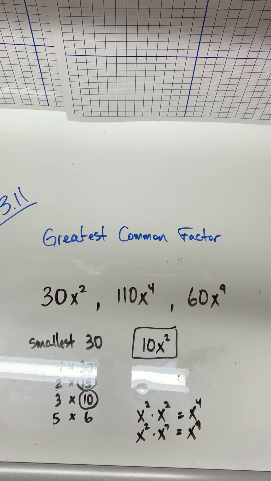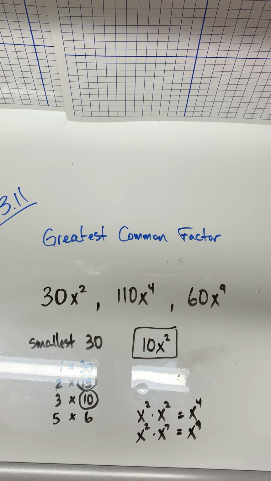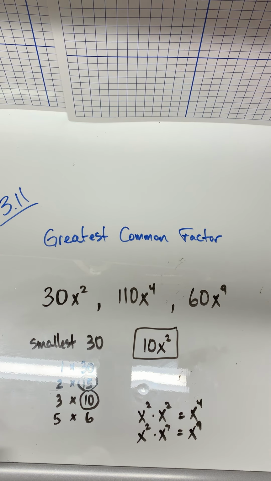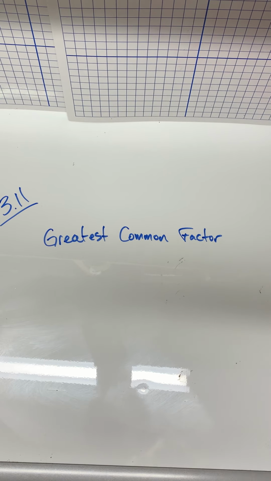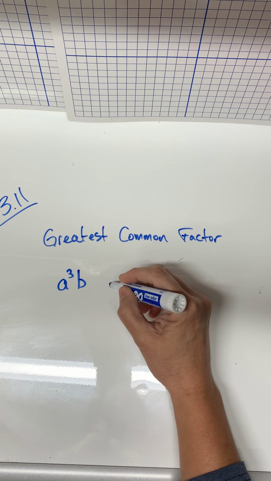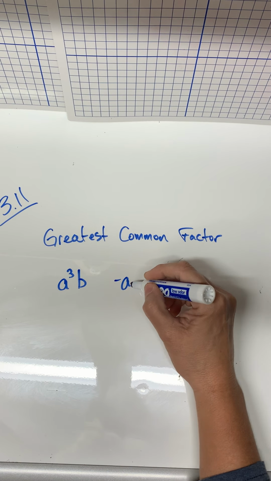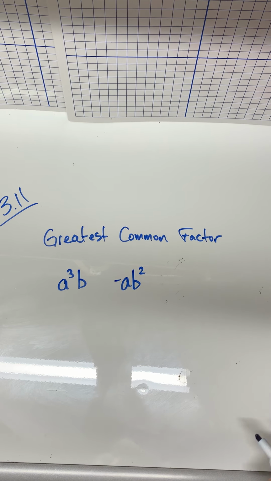Okay, so question number 2 is only variables, and that's much easier because I have a to the third b and negative a b squared. And they asked for the greatest common factor.